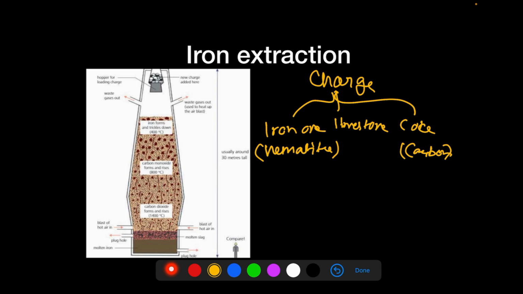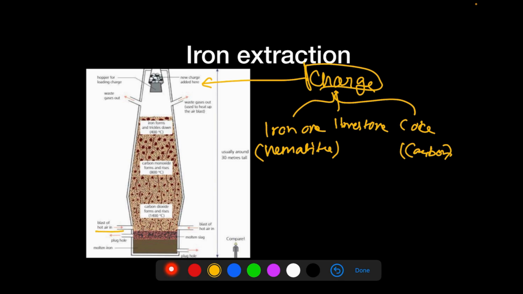Here we can see the blast furnace. In the hopper, the charge is loaded, and then waste gases go out and are used to heat up the air blast. Over here at 400 degrees Celsius, the iron forms and trickles down, at 800 degrees Celsius carbon monoxide forms and rises, and at 1400 degrees Celsius carbon dioxide forms and rises.